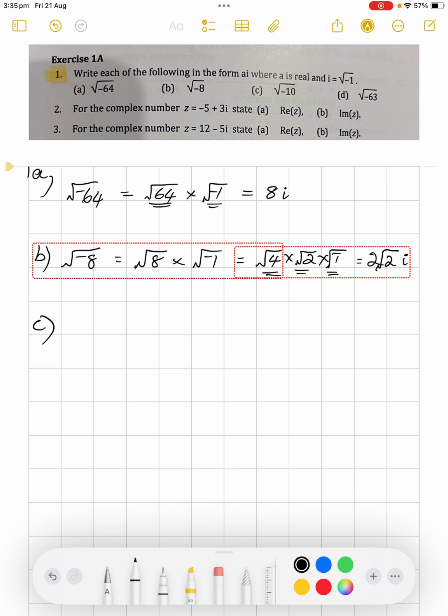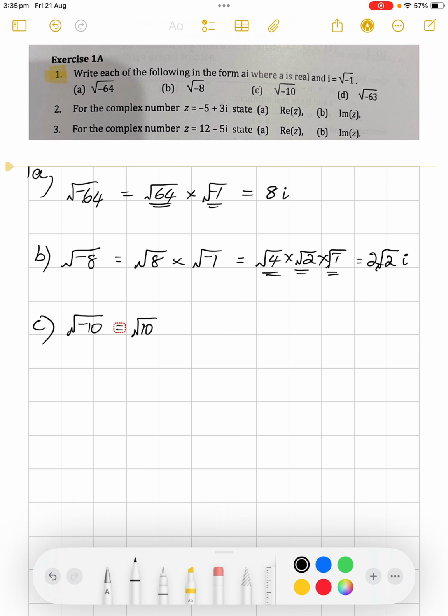Part C, square root of negative 10. Two factors are root 10 and square root of negative 1. Well, square root of 10 does not simplify any further. Square root of negative 1 is simply i.